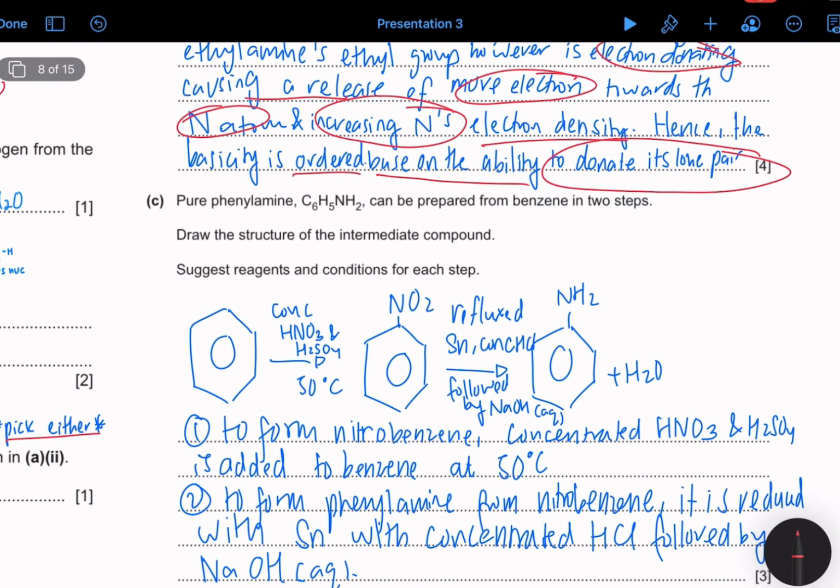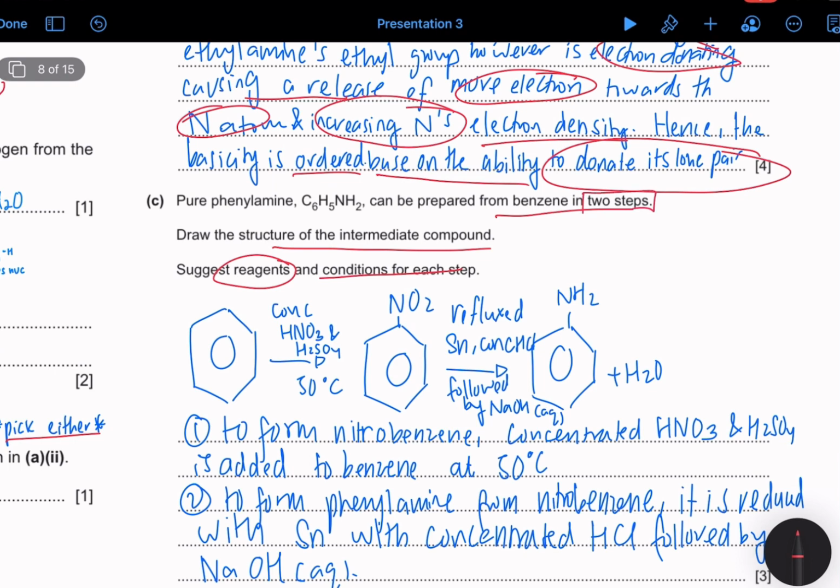Alright, for question C, pure phenylamine, C6H5NH2, can be prepared from benzene in 2 steps. Draw the structure of the intermediate compound and suggest the reagents and conditions for each step. So yeah, this one is a 2-step reaction.